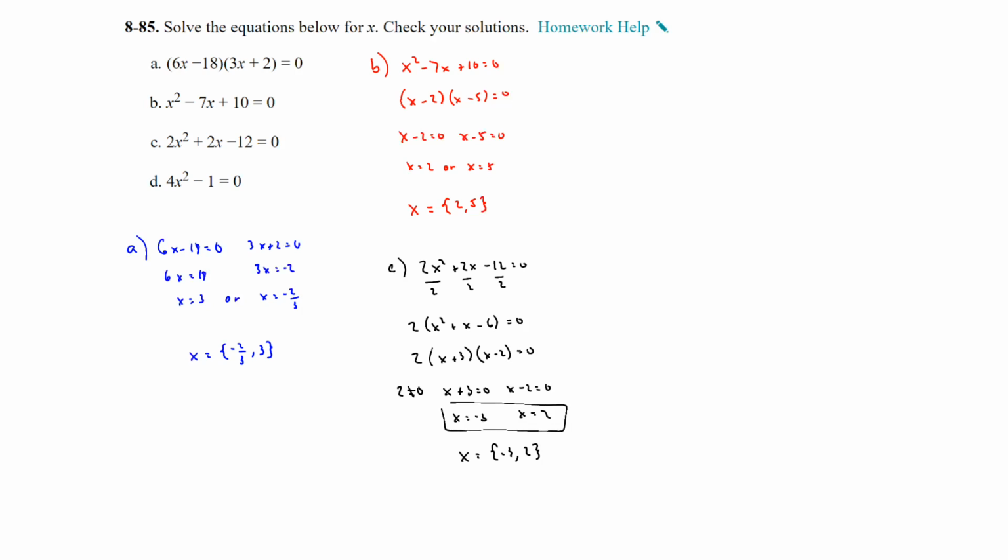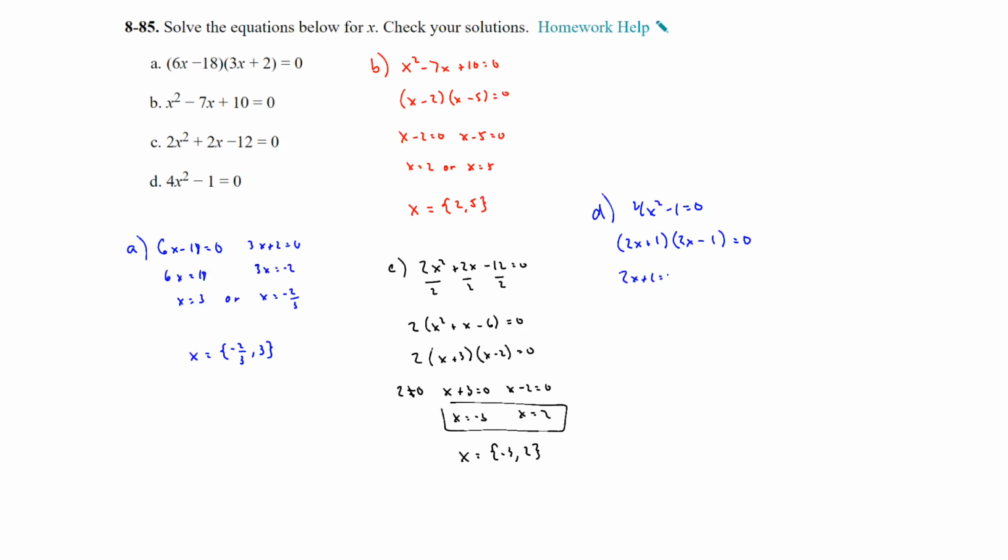And then the last one, D. D is 4x squared minus 1 equals 0. Now this one is a difference of squares, so we don't need to use the generic rectangle if we recognize the pattern. And they're both perfect squares and they're being subtracted. So 2x times 2x is 4x squared. 1 times 1 is 1. And then we need one of them to be a positive, one of them to be a negative, so that that middle term when we distribute is going to cancel out.